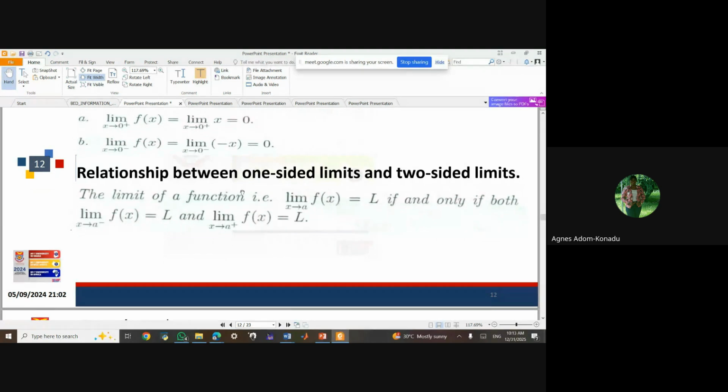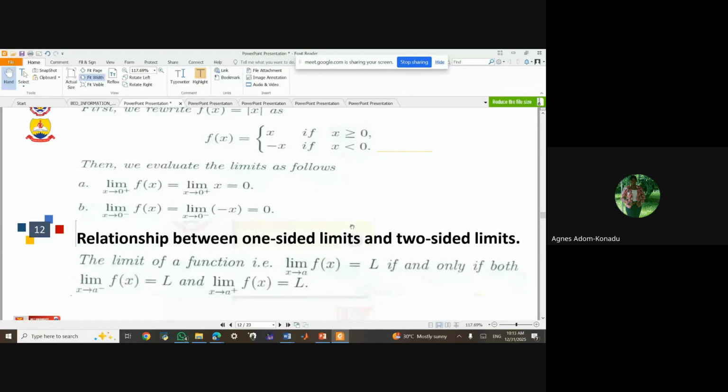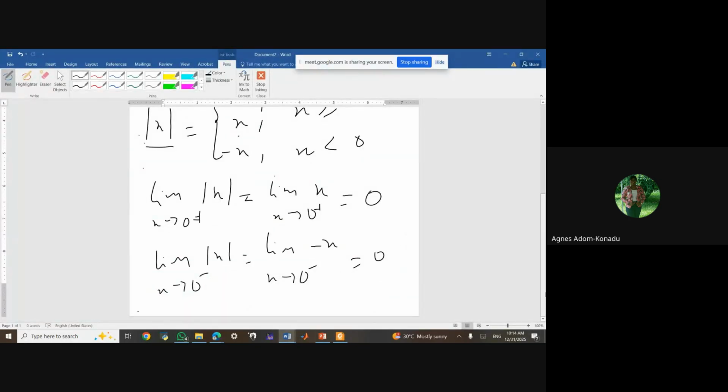Now I want to look at the relationship between one-sided limits and two-sided limits. The limit of a function at a is equal to L if and only if the left-hand limit is L and the right-hand limit is also L. So for this given example, if I'm to find the limit as x approaches 0 of my function, absolute value of x, I have to find the left-hand limit.